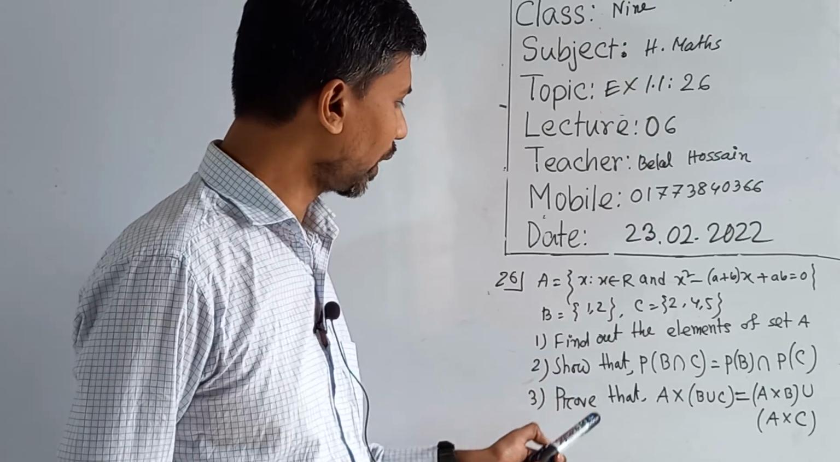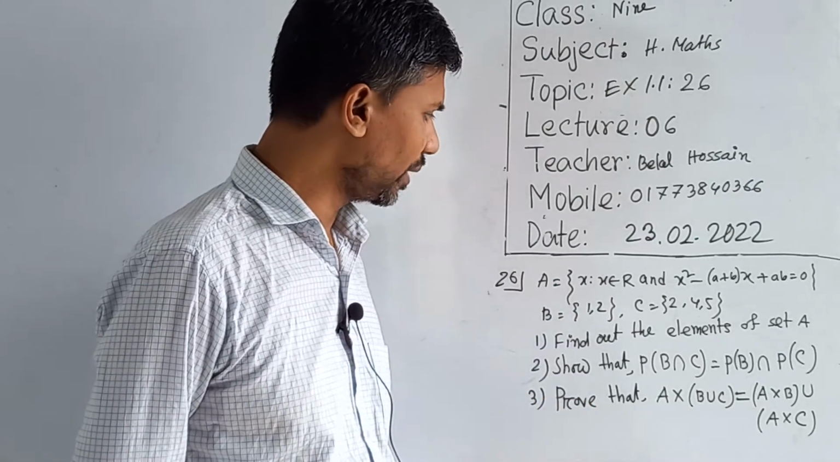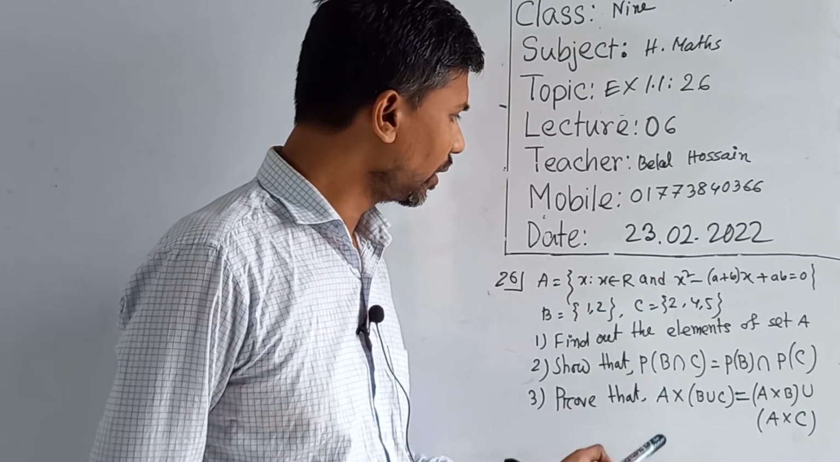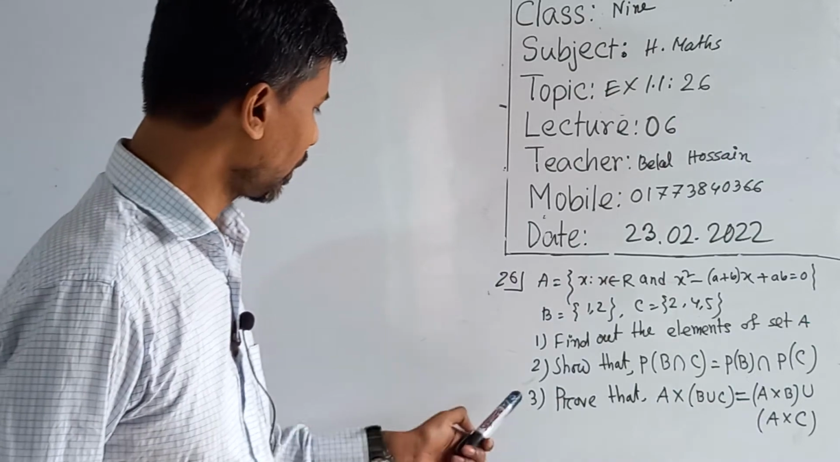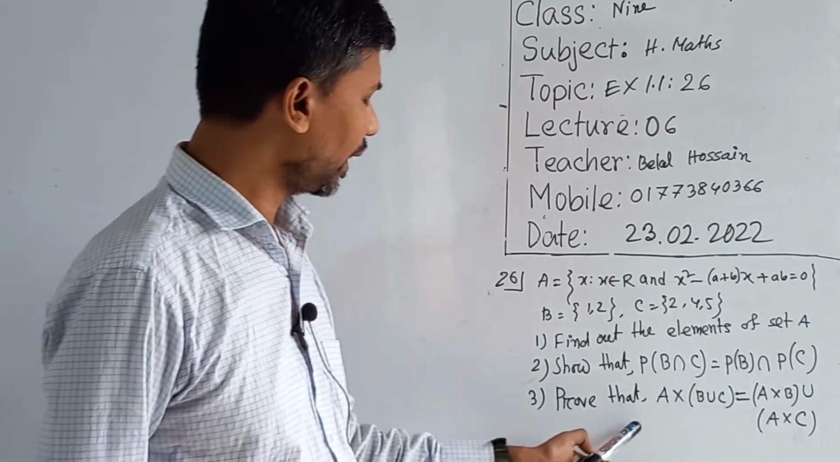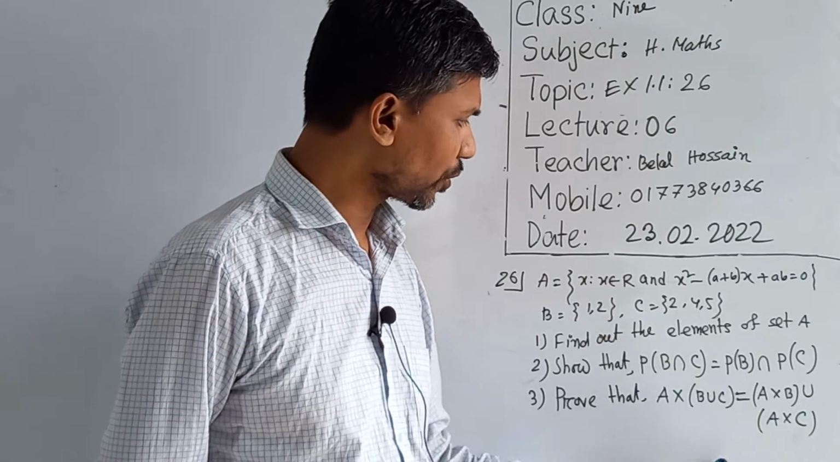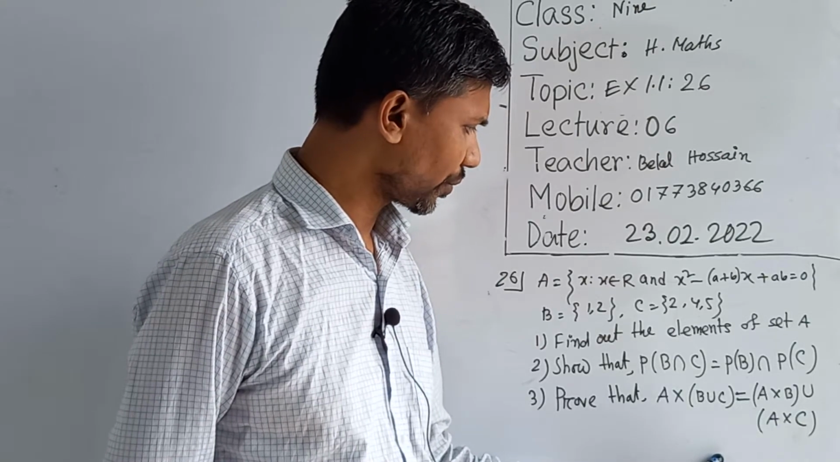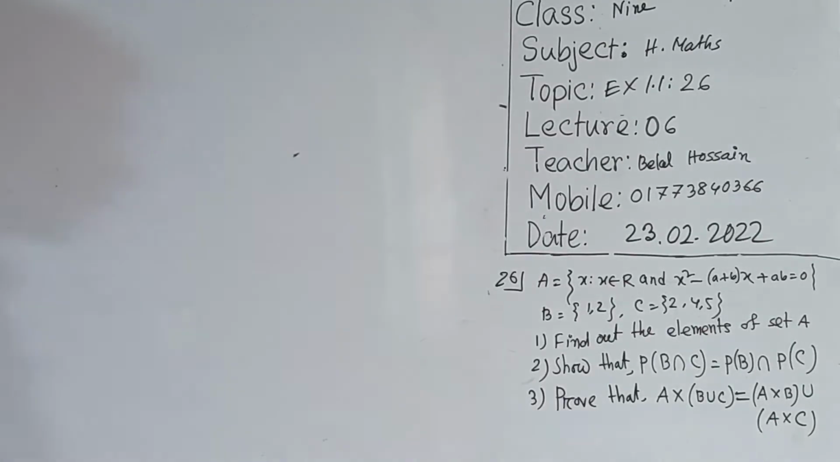Number 2: Show that P of (B intersection C) equals P(B) intersection P(C). This P is called the power set. Number 3: Prove that A cross (B union C) equals (A cross B) union (A cross C). Okay, first I will solve question number 1.